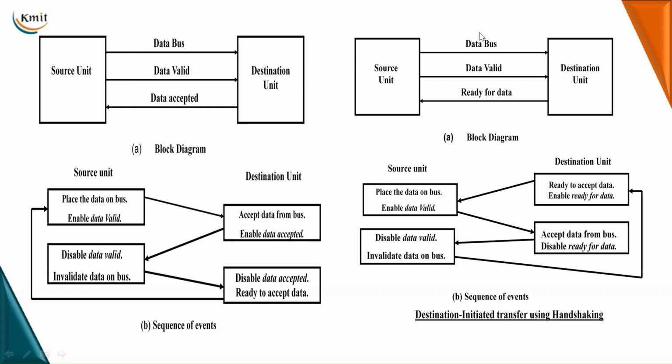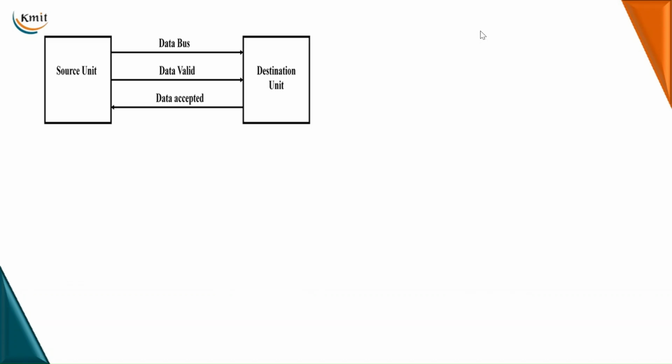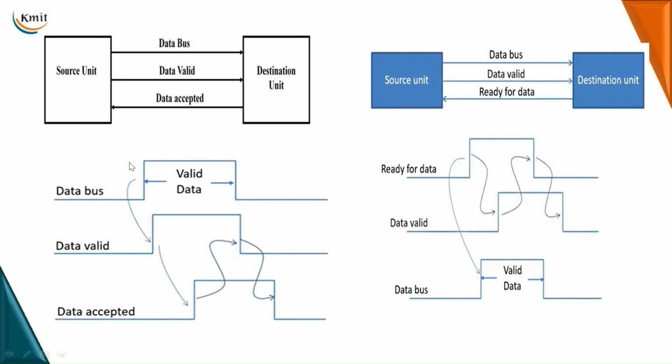An initiated handshaking mechanism. So if you look at this, in case of this is the source initiated handshaking and this is the destination initiated handshaking mechanism. So the source will place the data on the data bus and enable the data valid line.